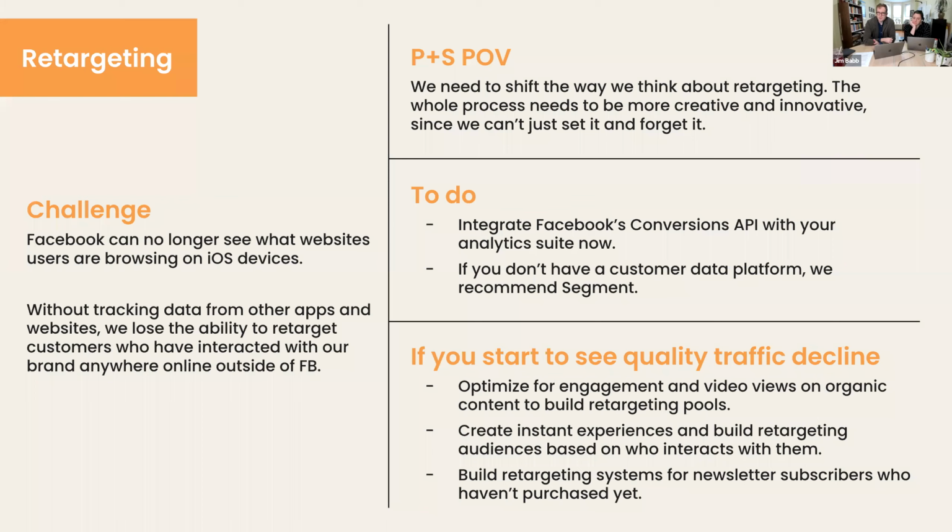So what should you do if you start to see a decline in quality traffic? Well, you can optimize for engagement on the platform. Like I said, you can build up retargeting pools of people that have engaged with, say, your organic content and other things going on on Instagram and Facebook before, again, trying to move them to your site. You can create Instant Experiences, which is a type of ad on a place like Facebook where you can retarget them and interact with them if they interact with that itself. And then you can build retargeting systems for newsletter subscribers and things like that.